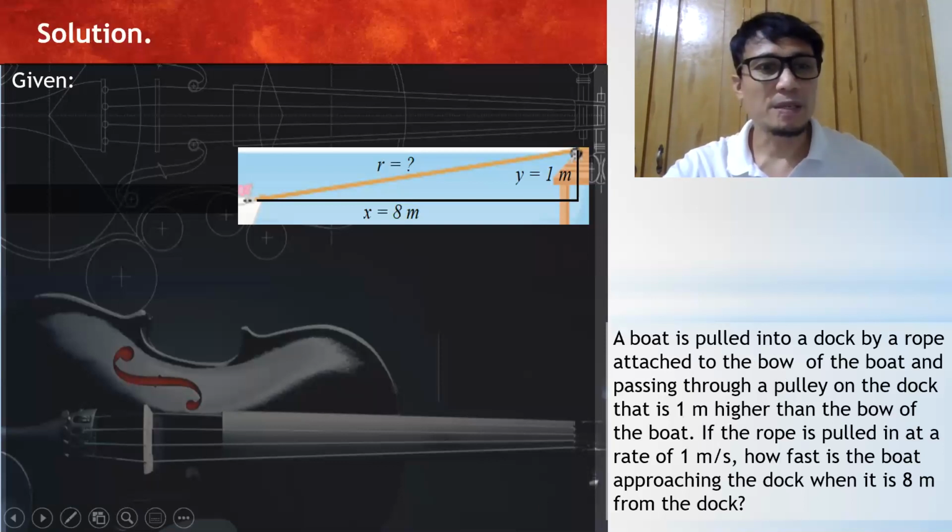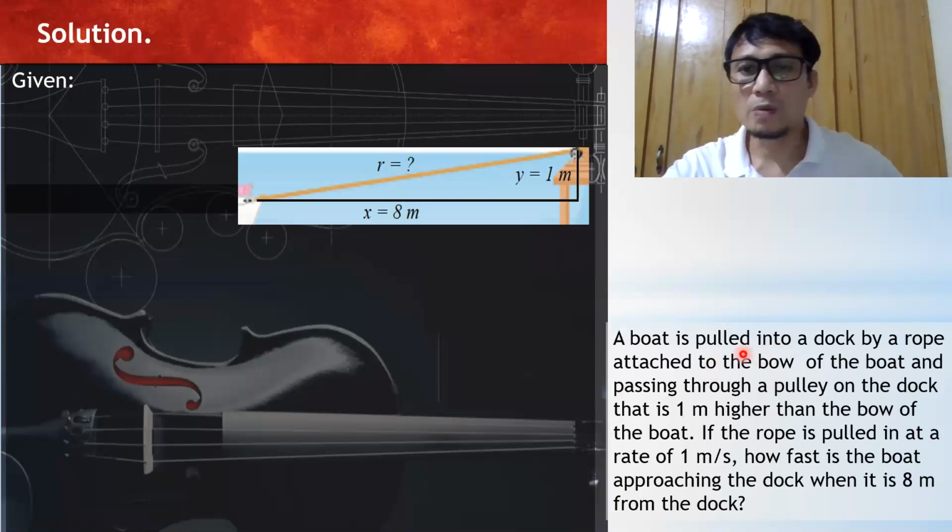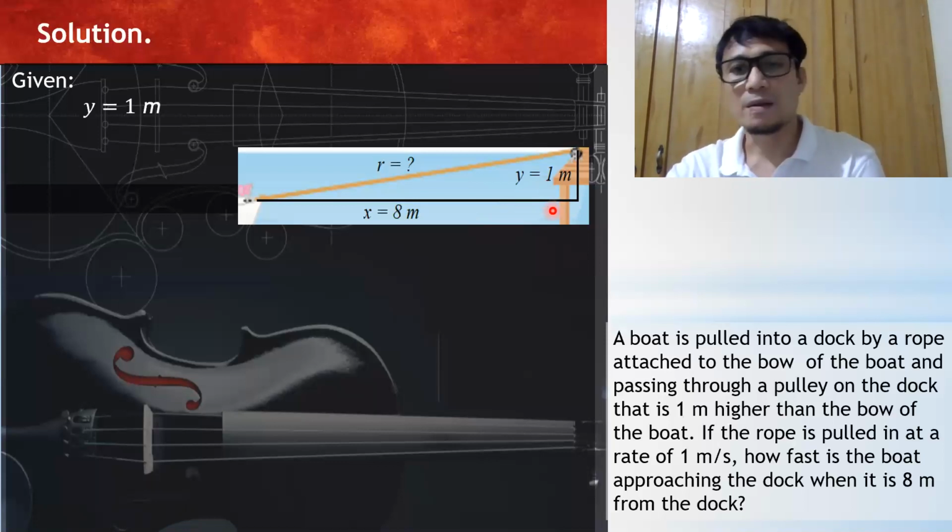So we have here: a boat is pulled into a dock by a rope attached to the bow of the boat and passing through a pulley on the dock that is 1 meter higher than the bow of the boat. Okay, we have a given value here. The distance from the pulley to the horizontal line is equal to 1 meter. And since that's denoted by y, then we have, for our first given, y equals 1 meter.